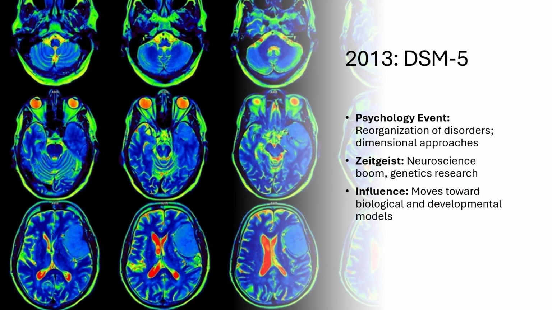The DSM-5 reorganized disorders into new clusters and introduced dimensional approaches. This edition was shaped by advances in neuroscience, genetics, and developmental psychology, moving diagnosis closer to biological and lifespan-based models.